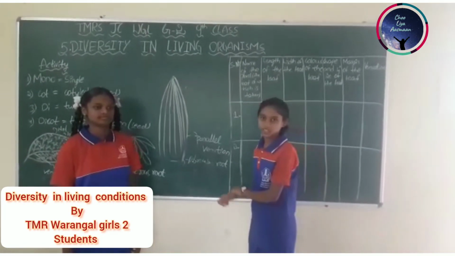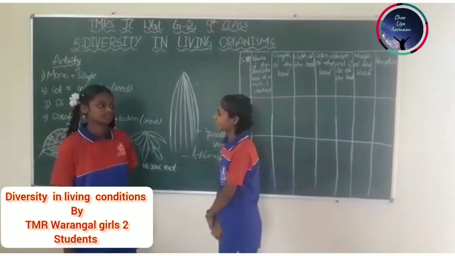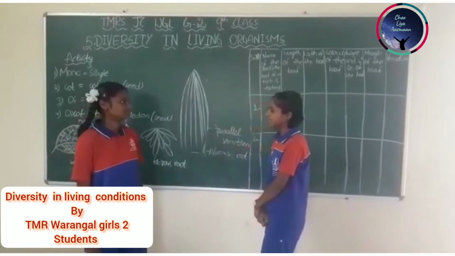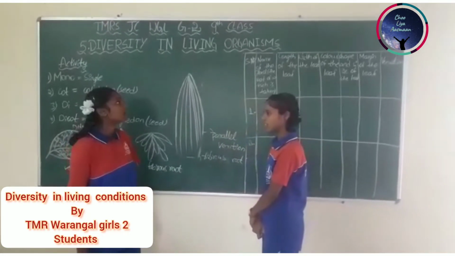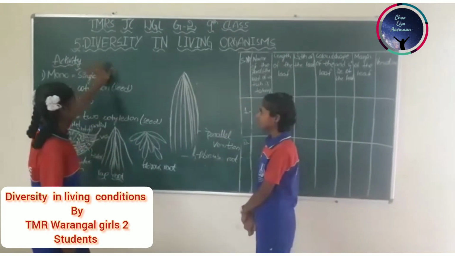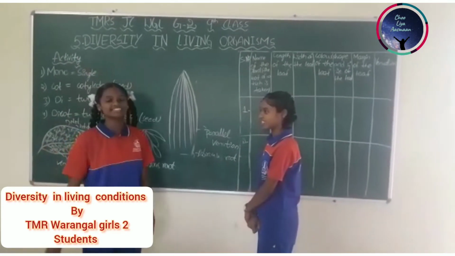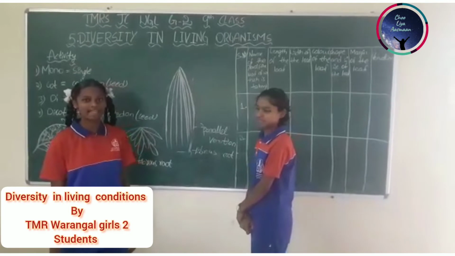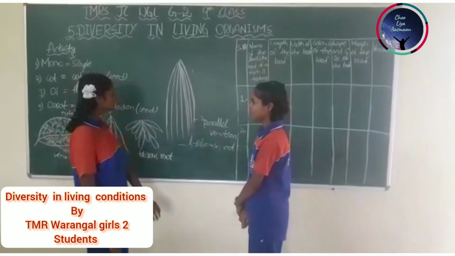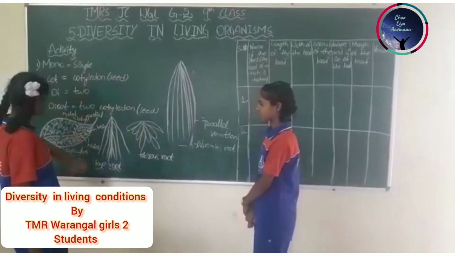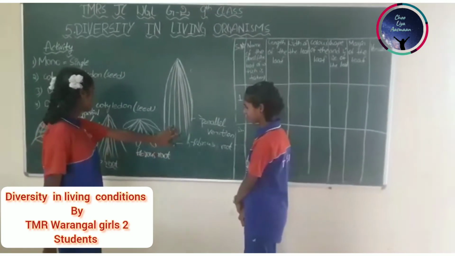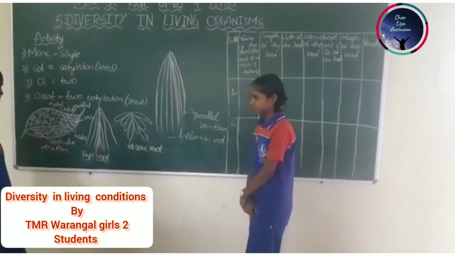Now we are going to do an activity. Some leaves are big, some are small, because it's all about diversity. What is diversity? Diversity is nothing but the evolution of plants. Today we are going to introduce two venations: parallel venation and reticular venation.